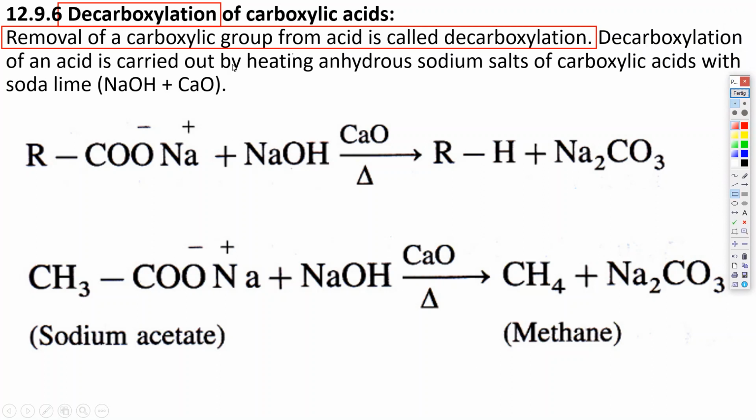Decarboxylation of an acid is carried out by heating the anhydrous sodium salt of a carboxylic acid with soda lime. Soda lime means NaOH plus CaO. We call it soda lime. In the decarboxylation reaction, the sodium salt of a carboxylic acid, whose formula is R C double bond O O Na, is heated with soda lime, that is NaOH and CaO. CaO is calcium oxide, NaOH is sodium hydroxide, and the combination is the soda lime.